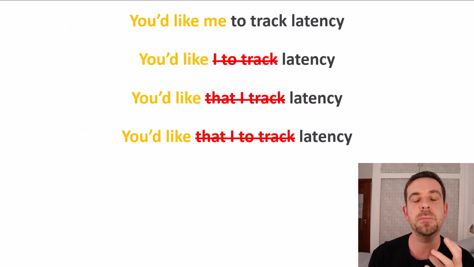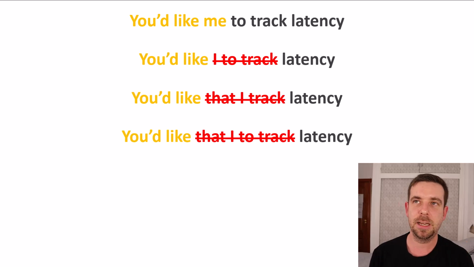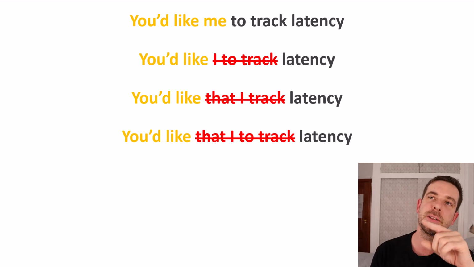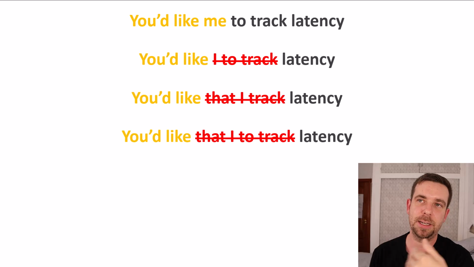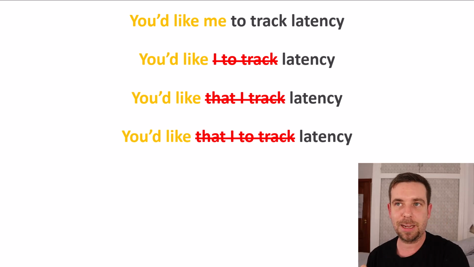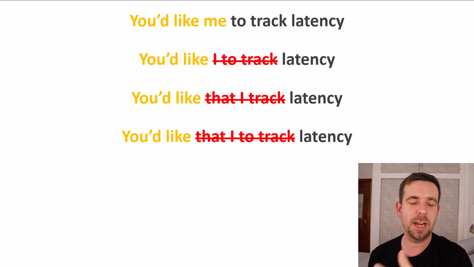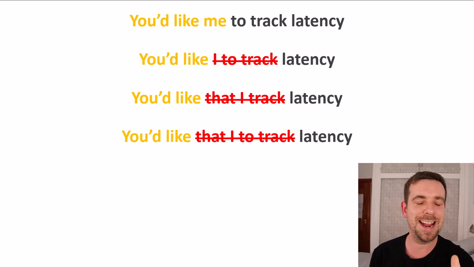Now, one of the most common mistakes is translating this sentence directly. If you look at the first sentence, you'd like me to track latency. And if you look at the next one, you'd like I to track latency, you'd like that I track latency, you'd like that I to track. These are direct translations from your language into English.